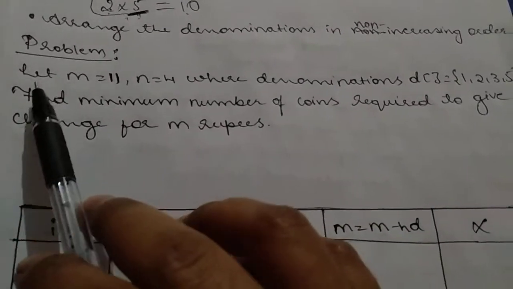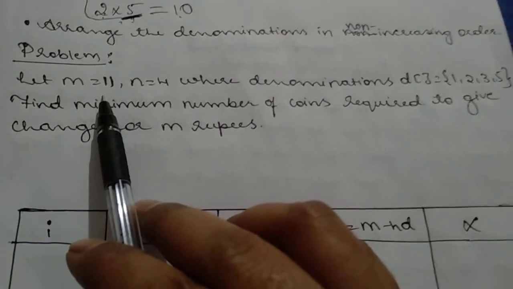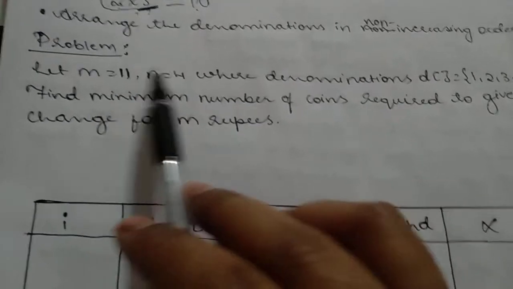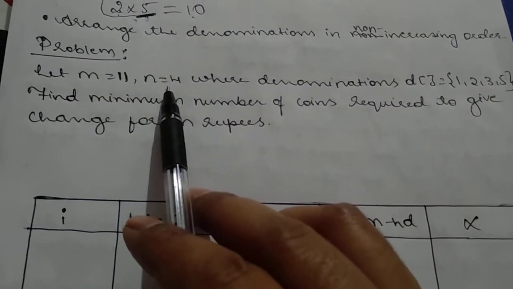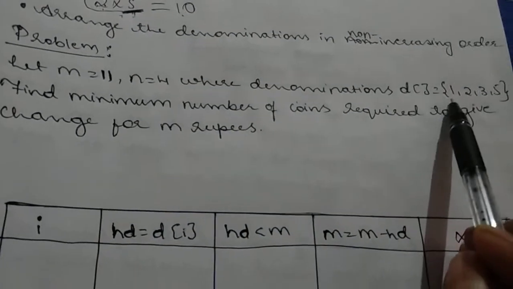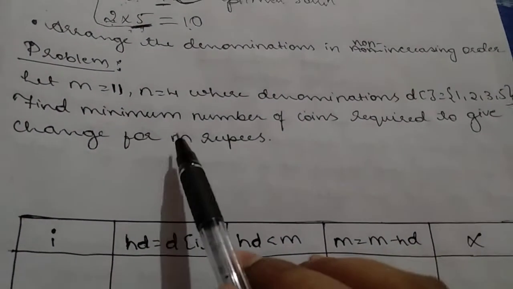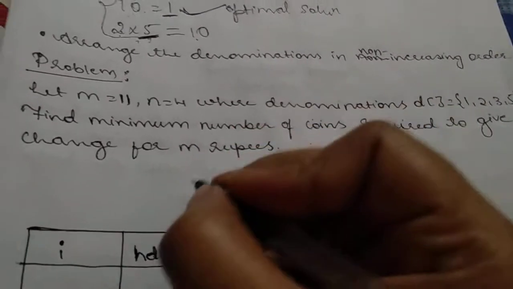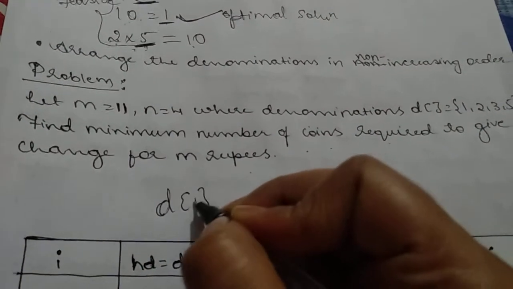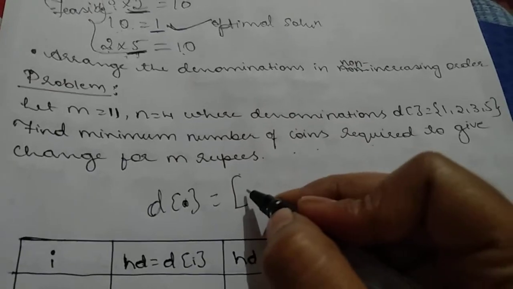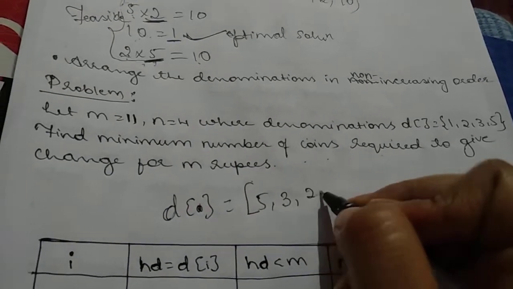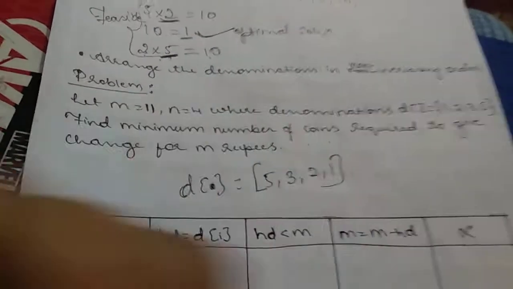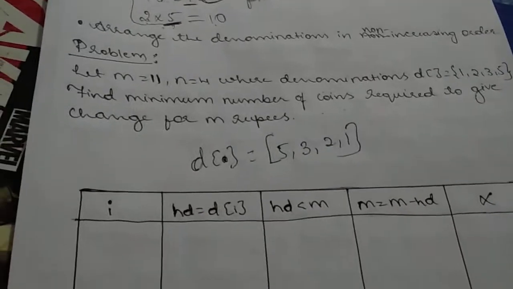See, this is the problem. Let m equal 11. Okay, m equals 11 means this is the change to be given to the person by the shopkeeper. n equals 4 means it is the number of denominations, where the denominations are 1, 2, 3 and 5. Find the minimum number of coins required to give change for m rupees. Here first you have to arrange the denominations in non-increasing order, that is 5, 3, 2 and 1. It is given m equals 11 and n equals 4. Okay, now how will you solve?